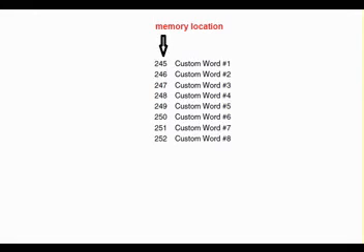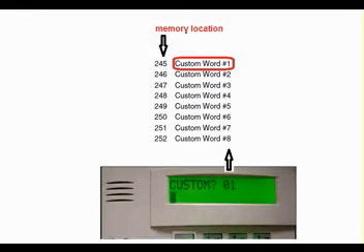Whoa, wait a minute, back up. I thought we were programming memory location 245. What we have here is poor software design. Instead of asking for word 245, which is actually very simple to type, what they're actually asking you to input is which custom word number do you want to program. And of course later when we go to use our custom word, we'll be typing in 245, not custom word 1. Like I said earlier, poor software design. Okay, back to programming.